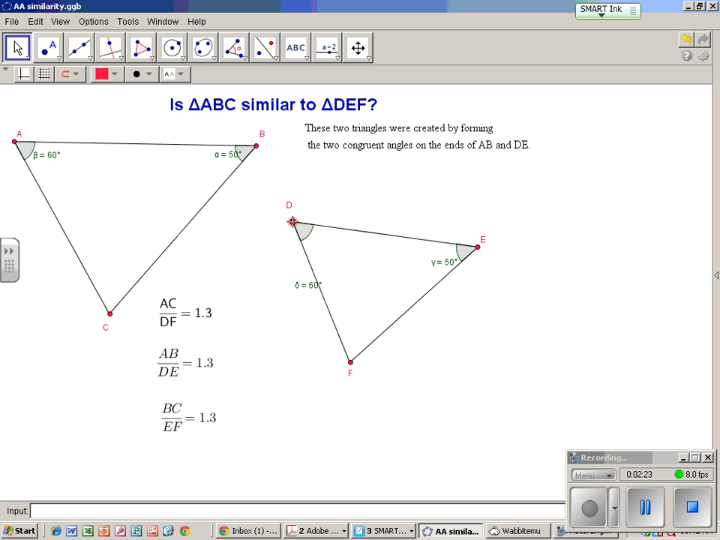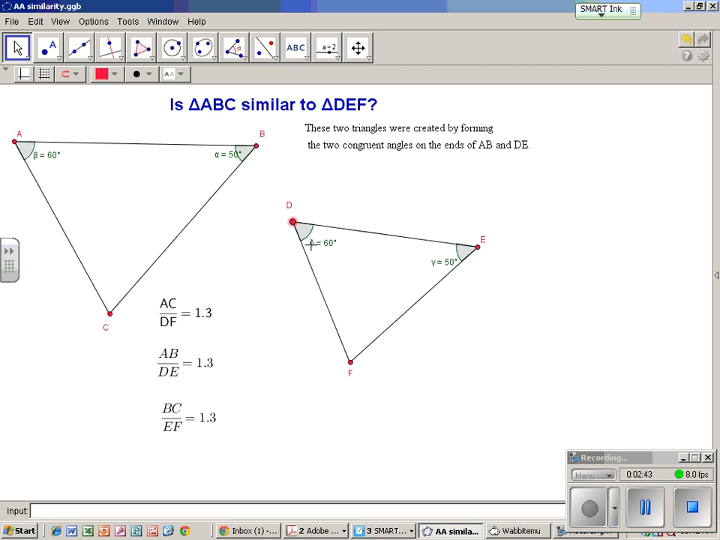And all the corresponding angles are congruent to each other. You've got two 60-degree angles, you've got two 50-degree angles. The Third Angles Theorem forces angle C and angle F to be congruent. So we've got similar triangles. All corresponding angles are congruent, all corresponding sides have equal proportions.